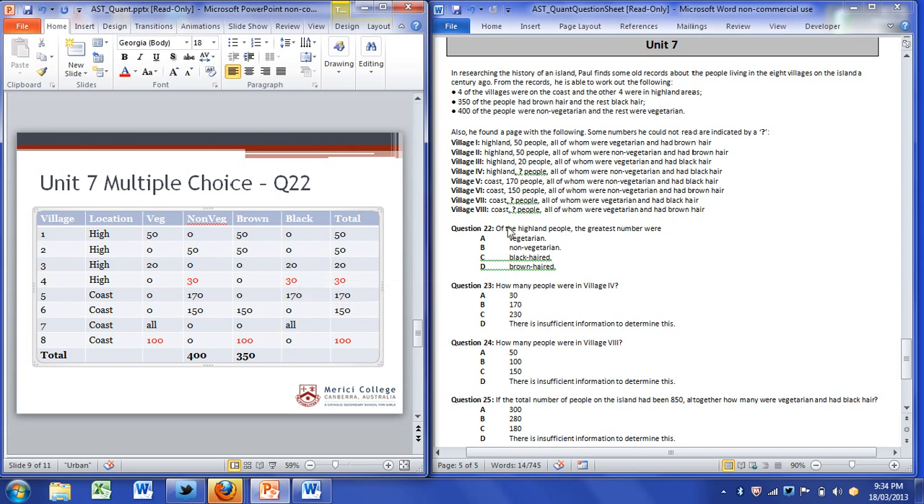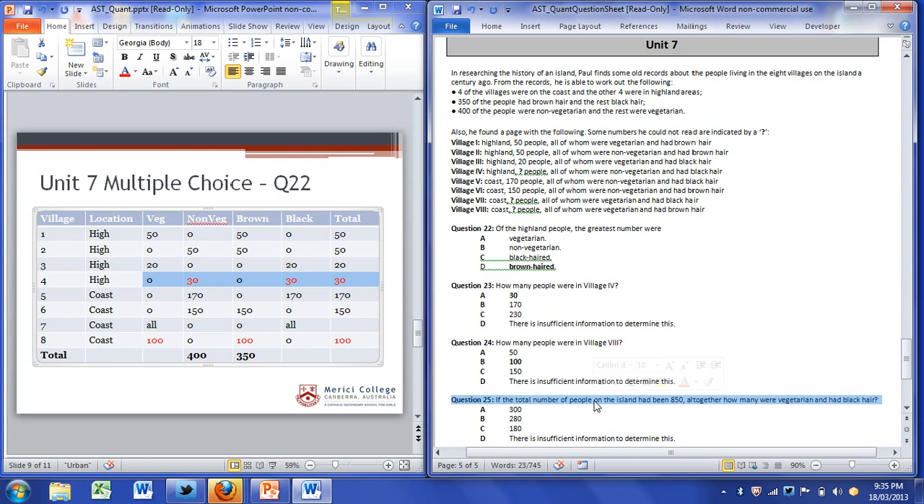But if we now have a look at the question, 22 is pretty easy now that we've put in everything that we can. The one with the most number of people is that there, there's 100. That one's 70, 80, 50. So brown hair would be that one. How many people lived in village 4? Well, you worked that out, but that was more difficult. How many in village 8? So can you see that hopefully that now that you've filled out the grid, it's actually quite straightforward. Like 22, 23 and 24 are very, very simple.